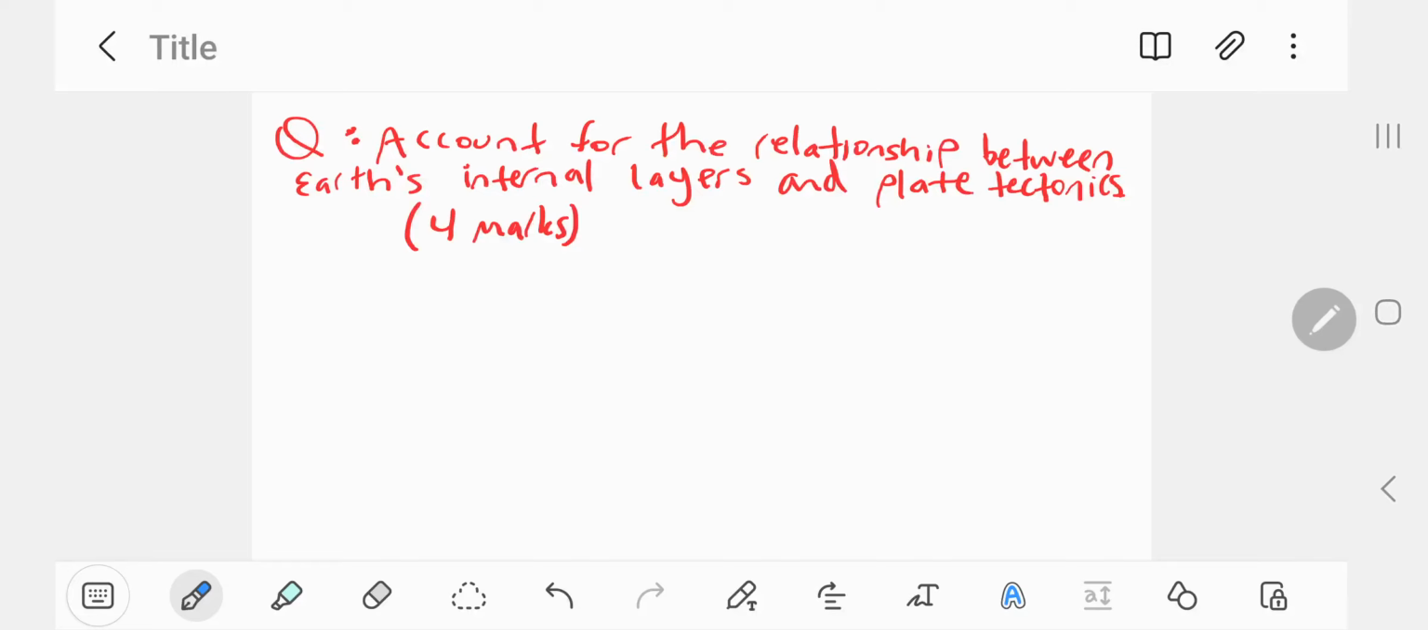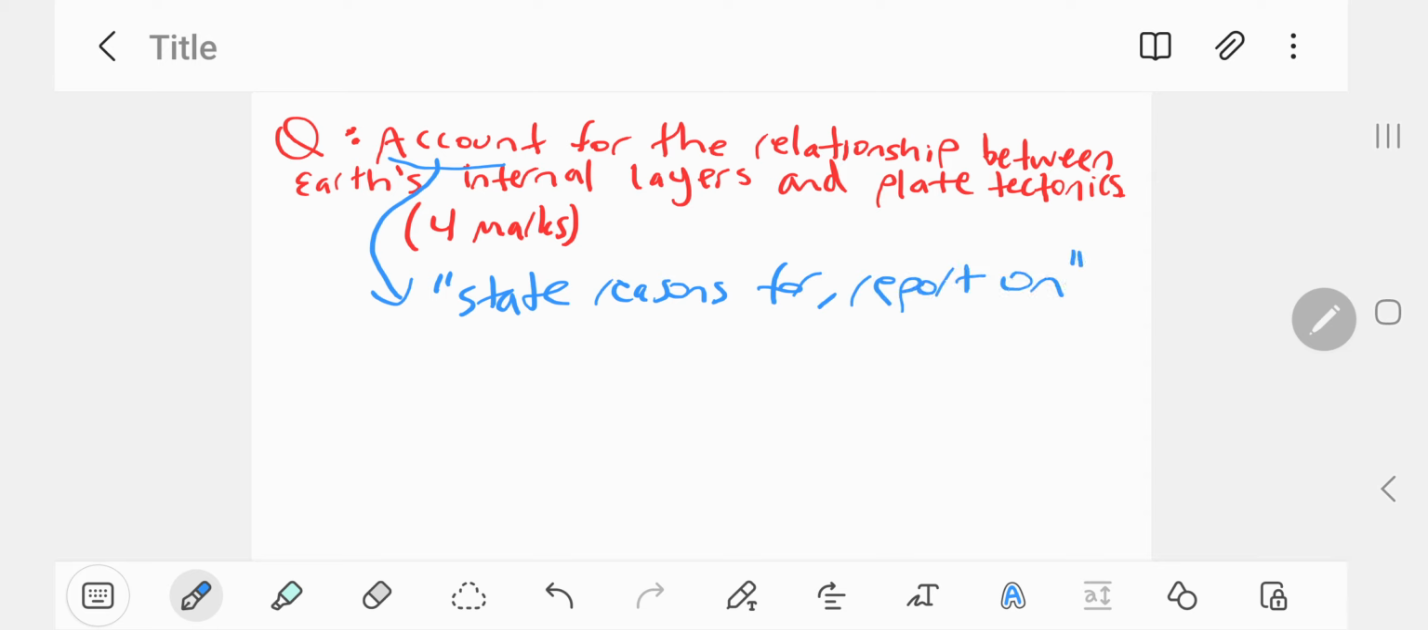In this video, I'll be making use of the word account. So account essentially means state, reasons for, or report on. This is from the HSC verbs list. That's what it means, account.